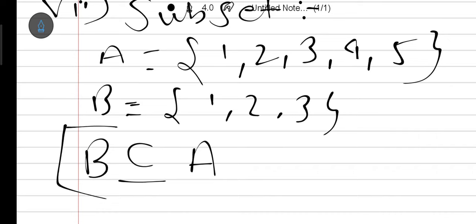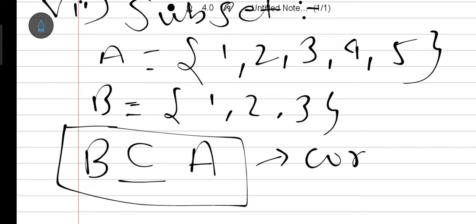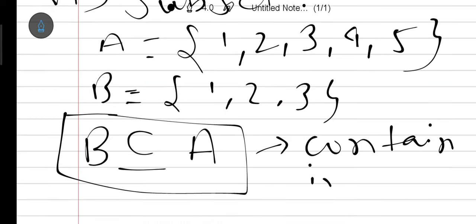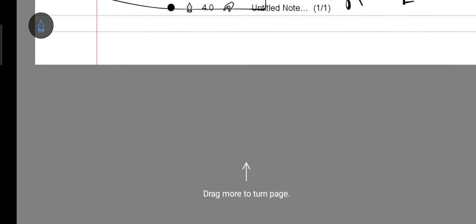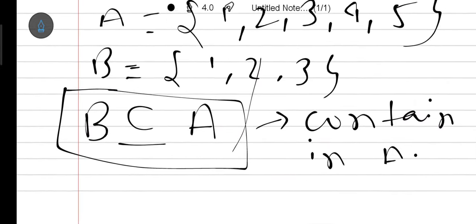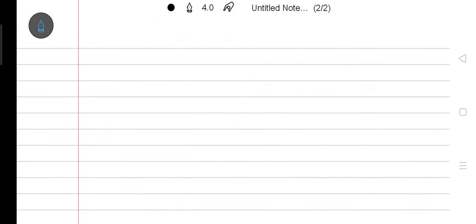This means that all of B is contained in A. So this is what subset means. Here is a formula that you need to remember.